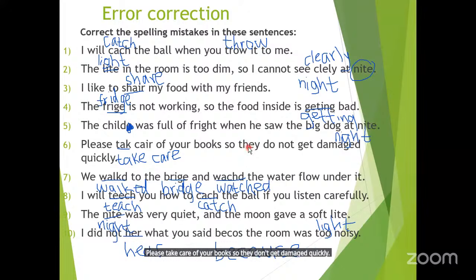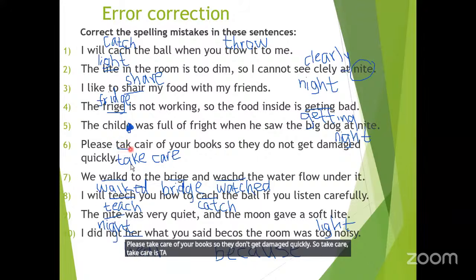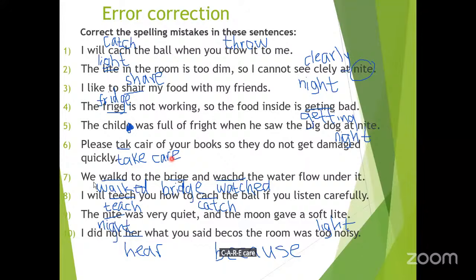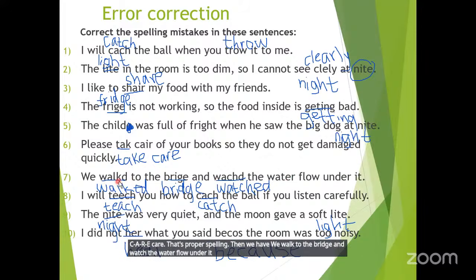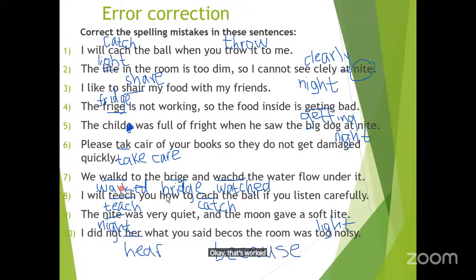Number 6, please take care of your books so they don't get damaged quickly. So take care is TAKE, care, take. Then care is CARE, care. That's the proper spelling. Then we have, we walked to the bridge and watched the water flow under it. So walked, W-A-L-K-E-D. Okay, that's walked. Then we have bridge, B-R-I-D-G-E, bridge.